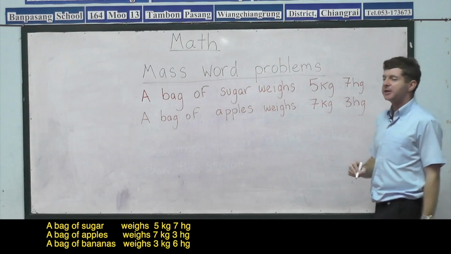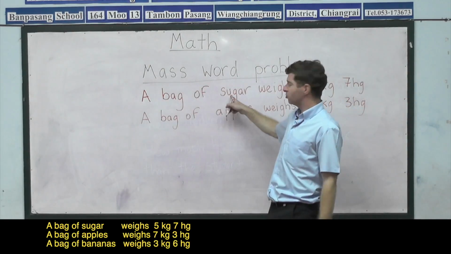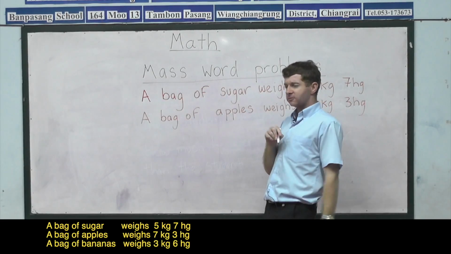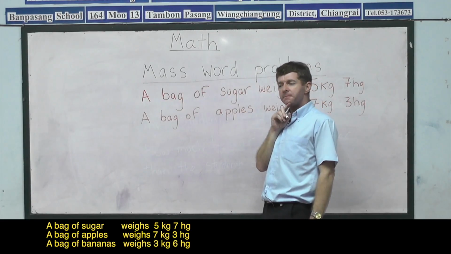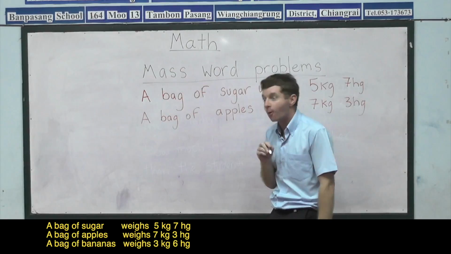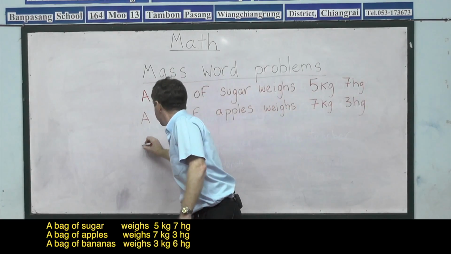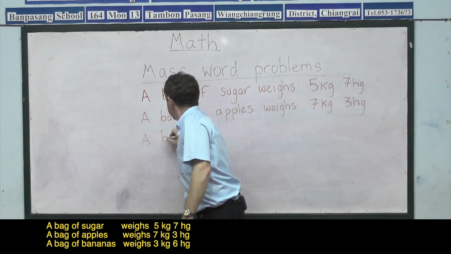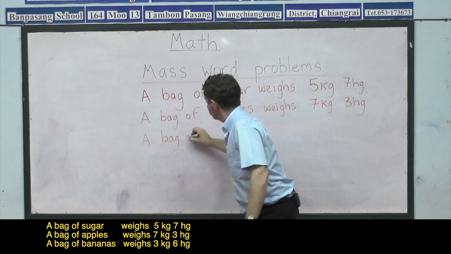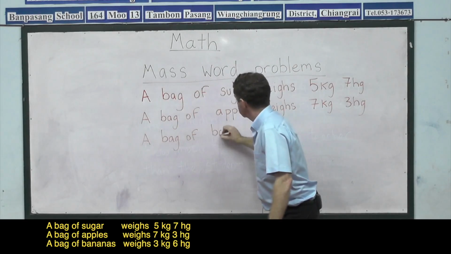Okay. Nadia, bag number 3. We have sugar. We have apples. What's in bag number 3? Bananas. Okay. A bag of bananas.